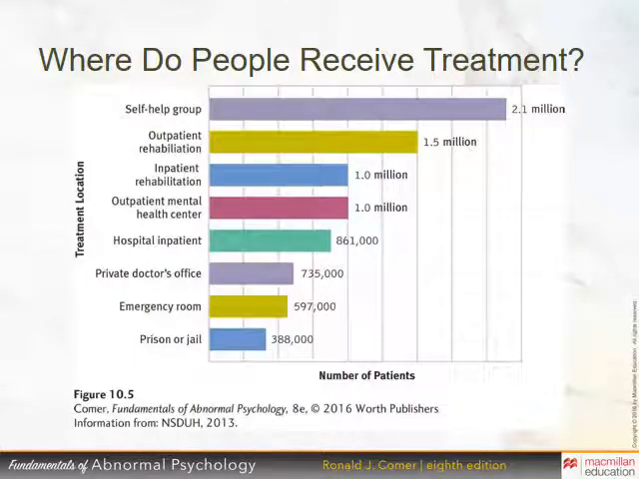Most people receive treatment through self-help groups, common ones being AA or NA. Also through outpatient rehabilitation, inpatient rehabilitation, outpatient mental health centers, hospital inpatient, private doctors' offices, emergency rooms, and prison or jail.